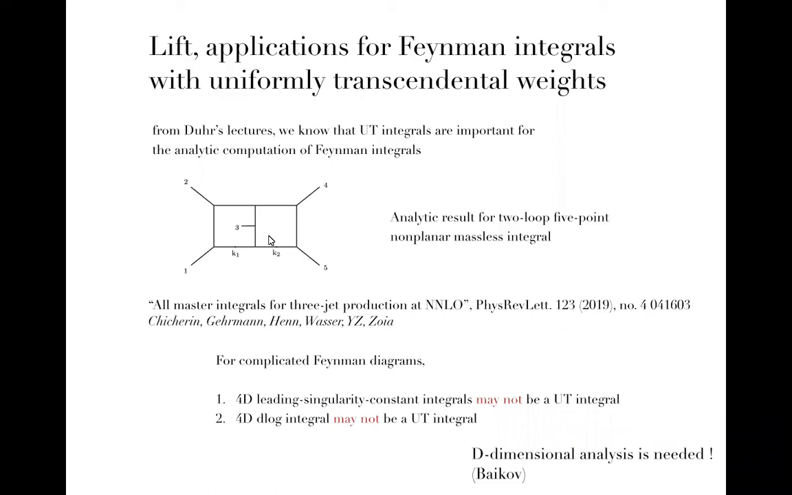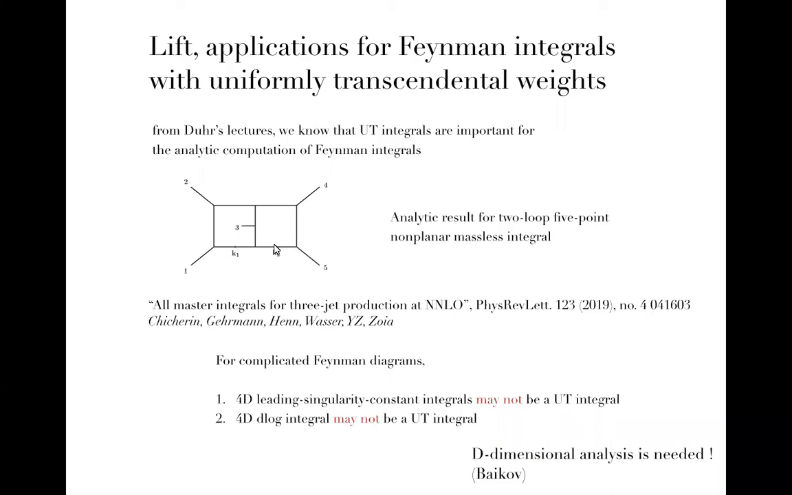For example, you must have heard that people said that 4D leading singularity constant integrals would be candidates for the UT integrals. But this one is definitely a counterexample. You can easily find some 4D leading singularity constant integrals, but they are not UT integrals. Also, some people said that a 4D dlog integral, if you rewrite it as a 4D form integral and rewrite the thing as a dlog, would be UT. Again, this one is a counterexample. This one is not.